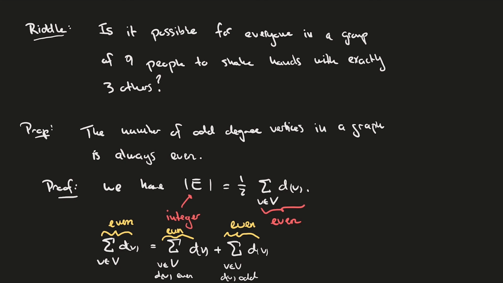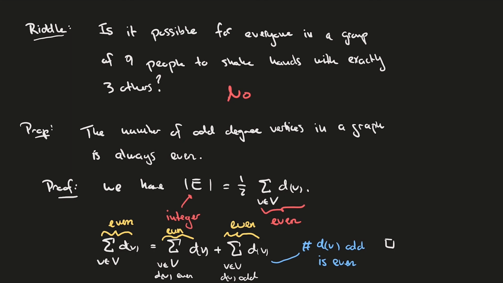Now, the only way for the sum of odd numbers to be even is if we have an even number of terms in that sum. Therefore, our considerations on the parity of this sum implies that the number of odd vertices is in fact even. And this concludes the proof. With this proposition, we can now give a definitive answer to our riddle, which is that no, it's not possible for everyone in a group of 9 people to shake hands with exactly 3 others.